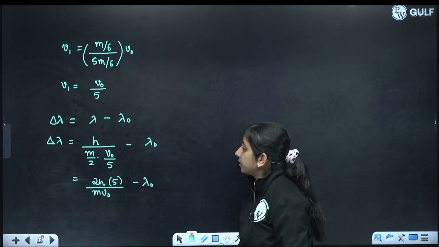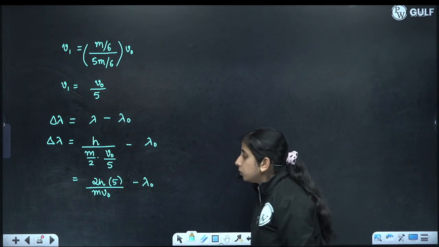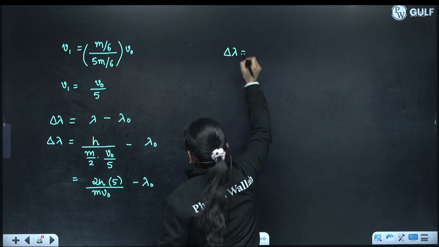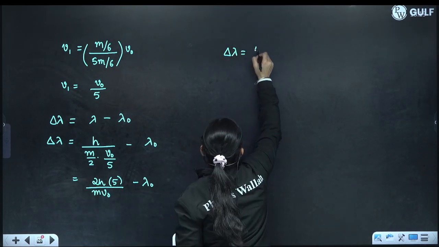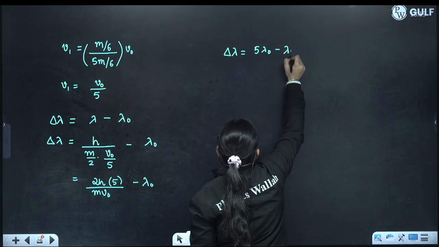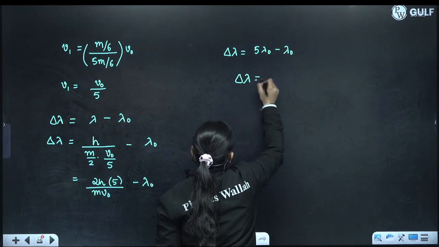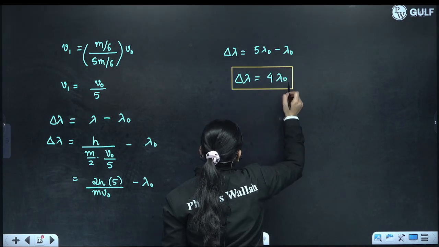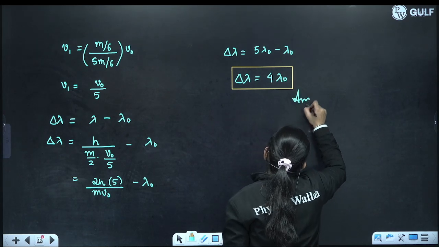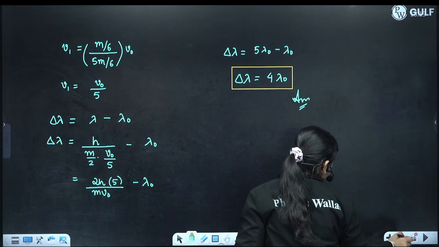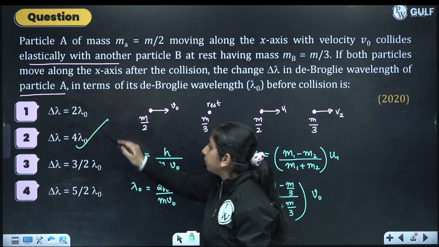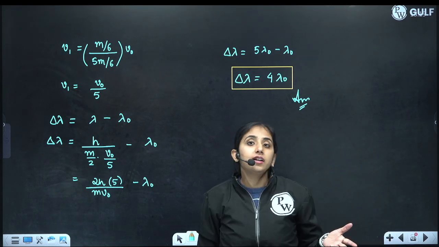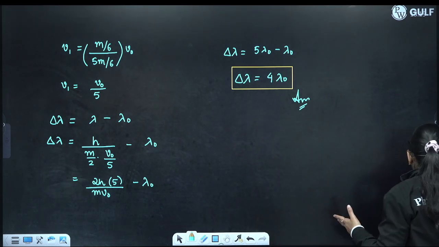Can we write it like this? 2h by mv naught into 5. So this 2 into 5 will go above. So from here we can see this is equal to 2h by mv naught, which is lambda naught. So 5 lambda naught minus lambda naught, delta lambda comes out as 4 lambda naught. This will be the answer. Option number 2 will be the answer. Change in de Broglie wavelength will be 4 times the original de Broglie wavelength.